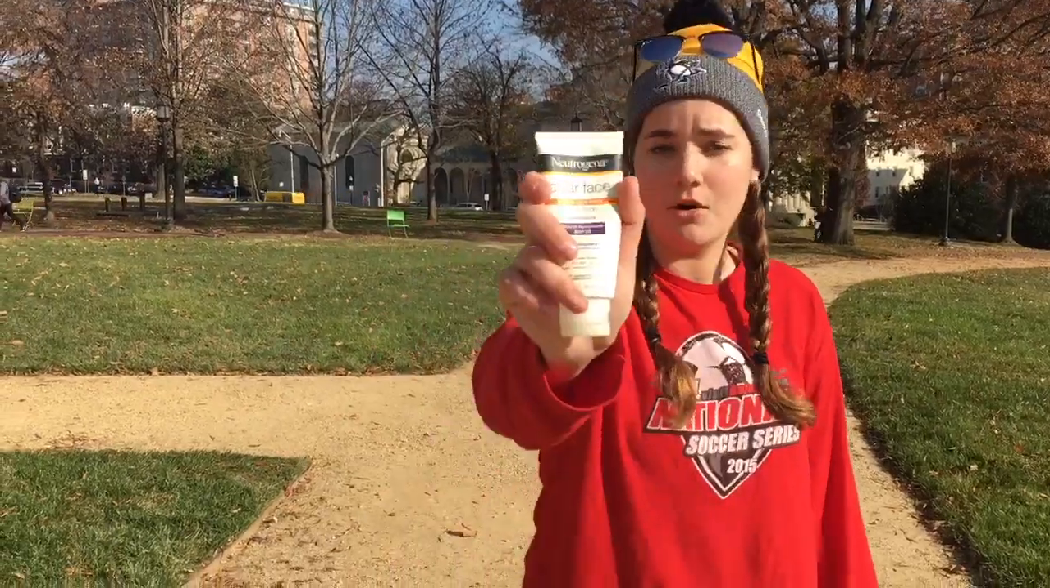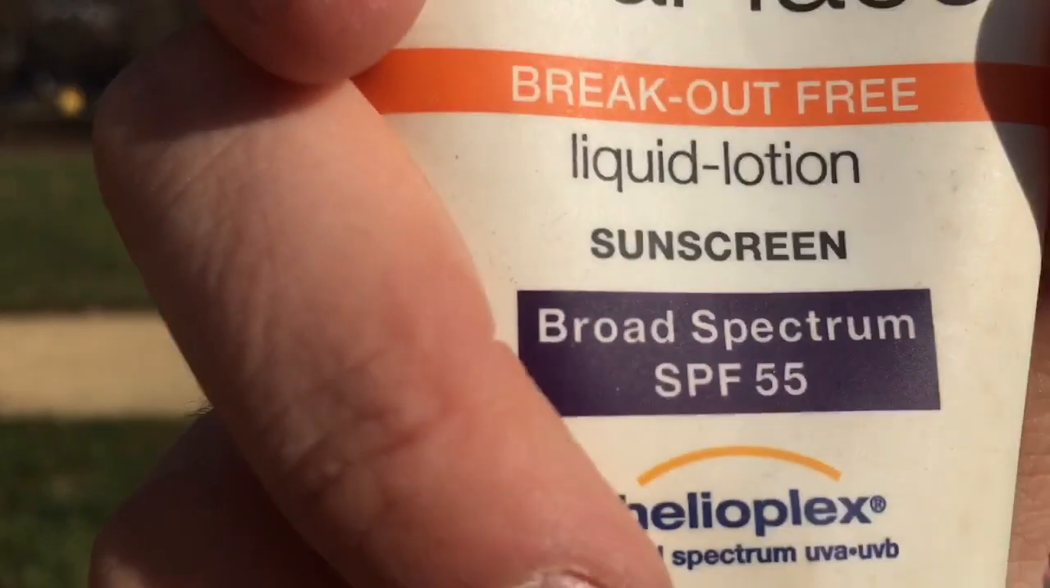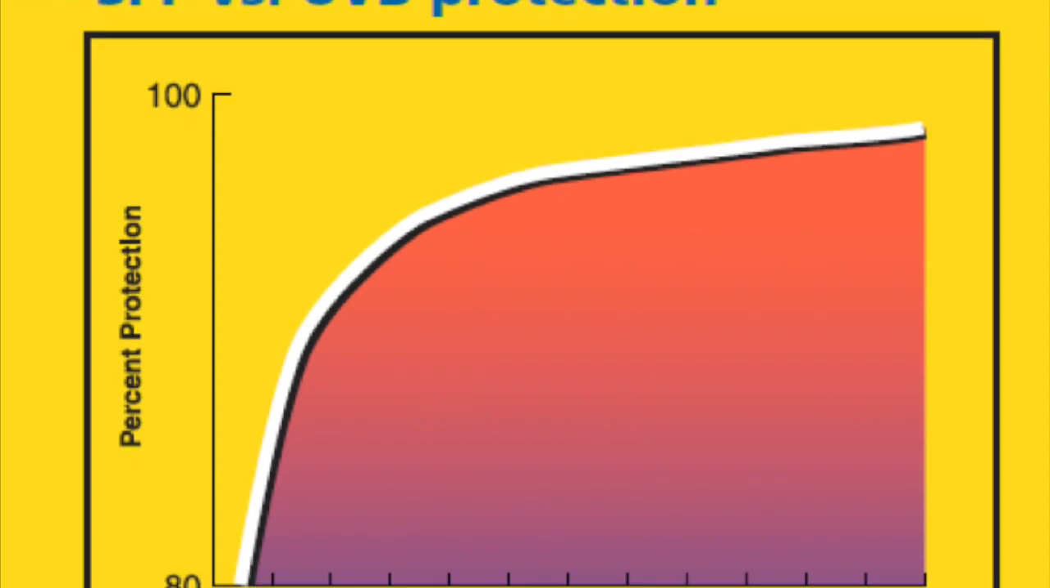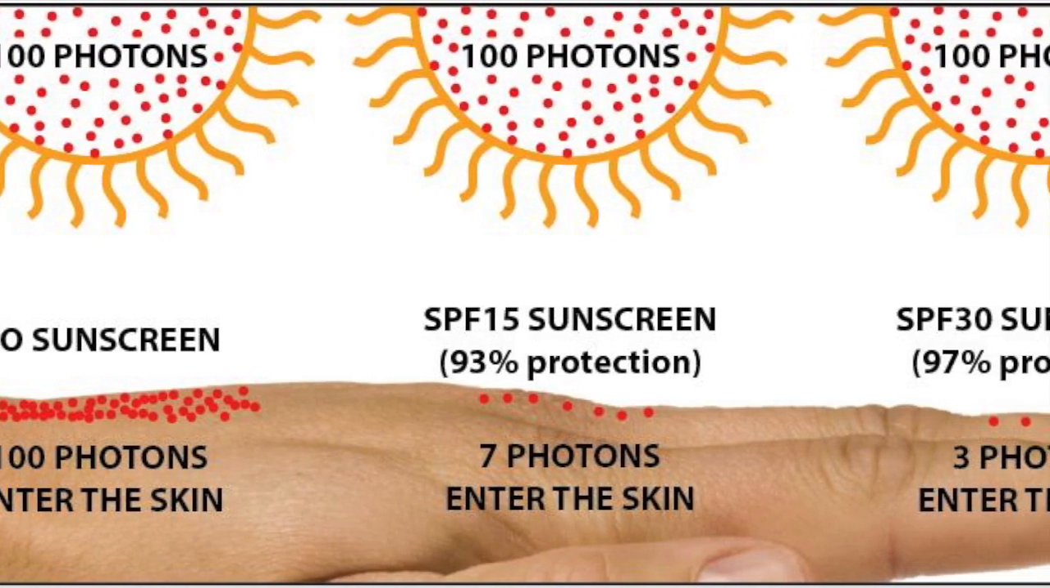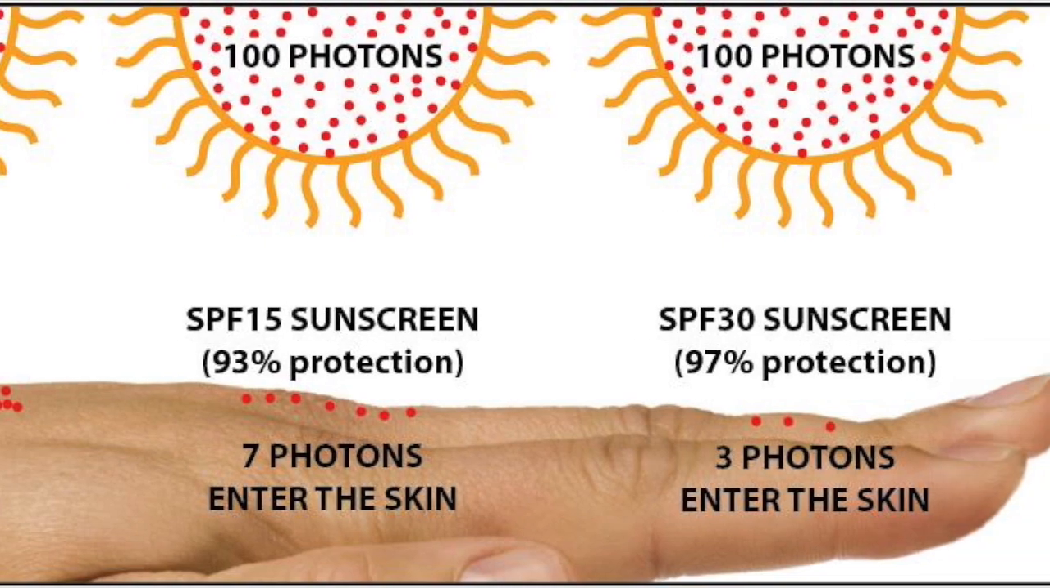To protect against these damaging rays, we use sunscreen, which has an inherent sun protection factor associated with it, or SPF. This number informs users of the degree to which they are protected from UVB light. Sunscreen with higher SPF allows fewer UVB photons to reach the outer layers of the skin.